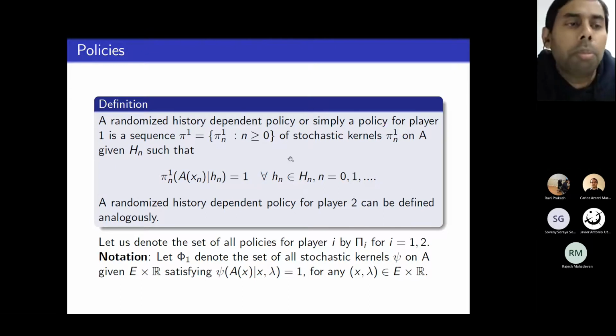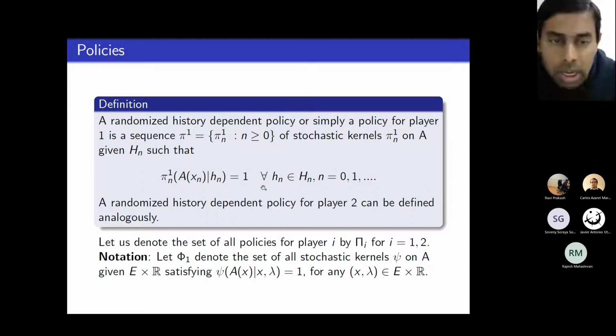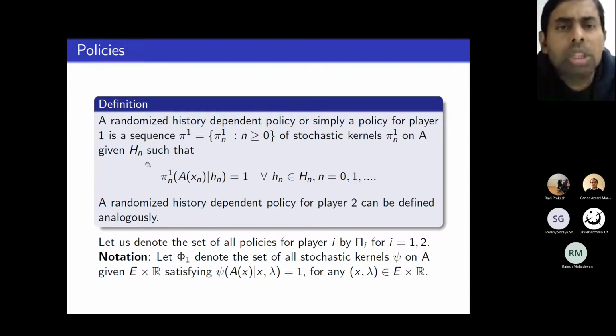What is the meaning of this? It is just because the player has to choose his or her action. If the state is xn, then the player has to choose actions from A(xn), because that is the set of admissible actions. That is highlighted by this line, that pi n of A(xn) given hn is equal to 1. So the actions have to be chosen from that set. I have defined it for player 1, so similarly, you can define it for player 2. In that case, A(xn) will be replaced by B(xn).